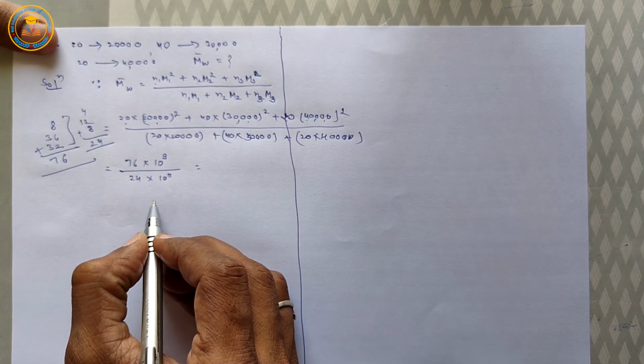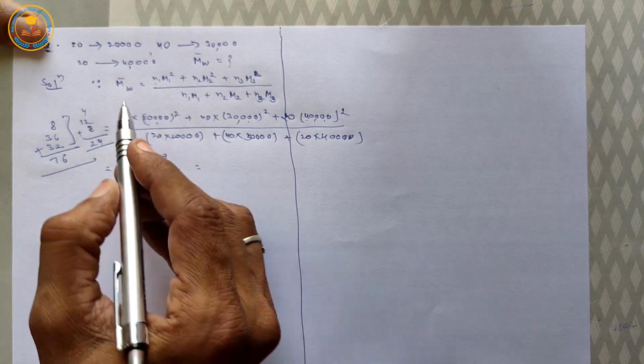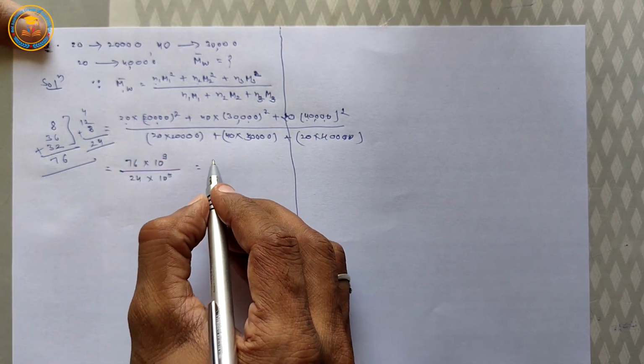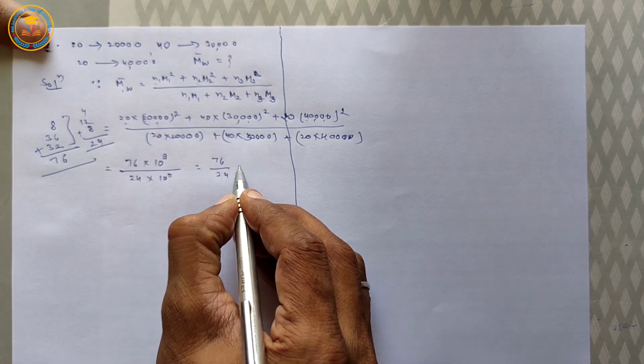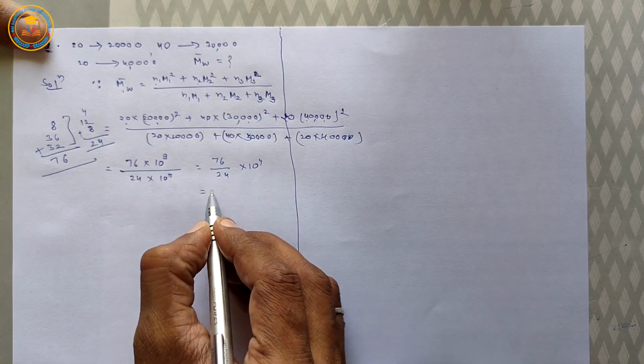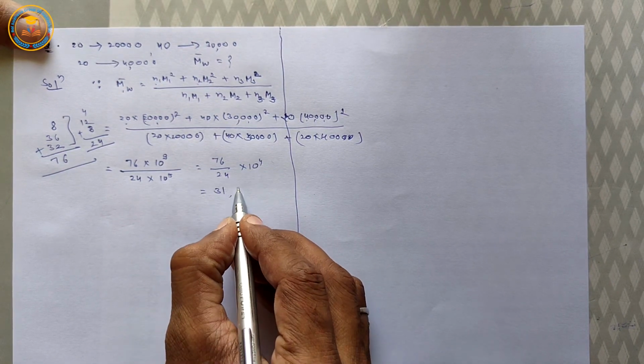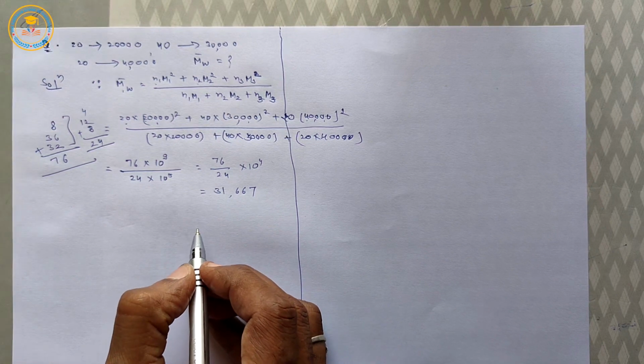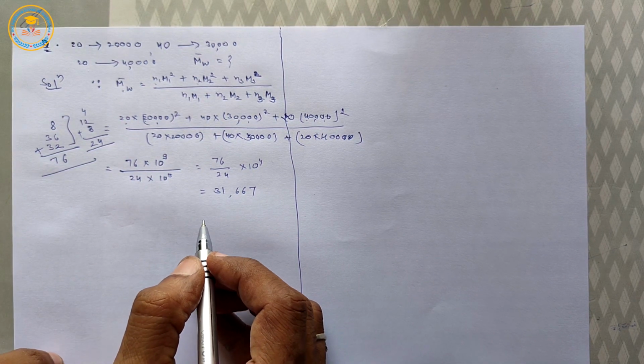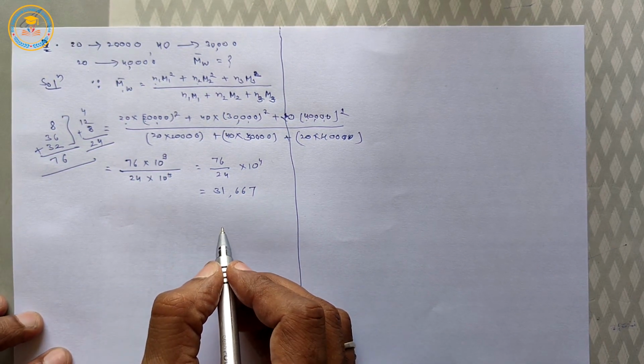After calculation, the resultant value of M bar W is equal to 31,667. I hope your answer will be right.